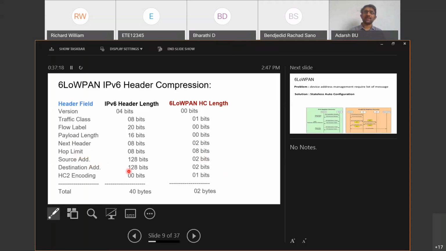Source address and destination address. Yes, 128 bits for the source address and the destination address as well. 128 bits. But how can it be 2 bits? Can I make use of 2 bits to represent the 128 bits of an IP address? That's very interesting. Oh yes, 2 bits specifically.